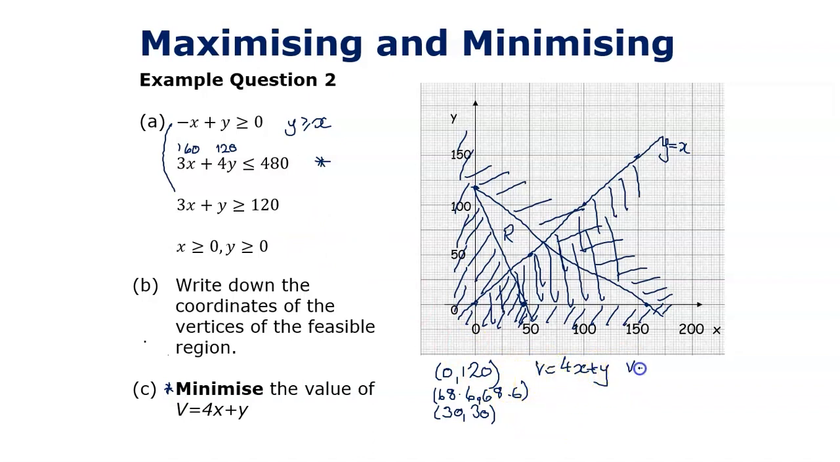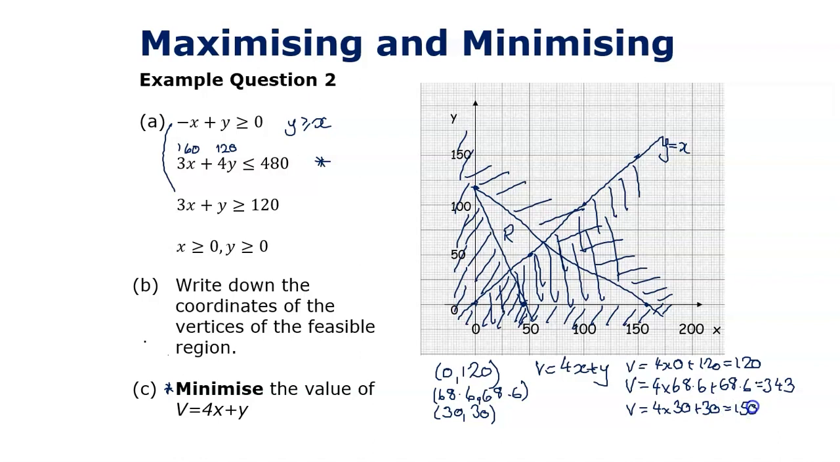So 4x plus y this time. So I haven't got a 0, 0 here. I've got a 0, 120. So that's 4 times 0 plus a 120. That sounds like 120. I've got a 4 times 68.6 plus a 68.6 does seem a lot bigger. I'll work it out. I get 343. Don't think that'd be exact, but close enough. It's very big. And my last one is 4 times 30 plus 30, and that's 150.